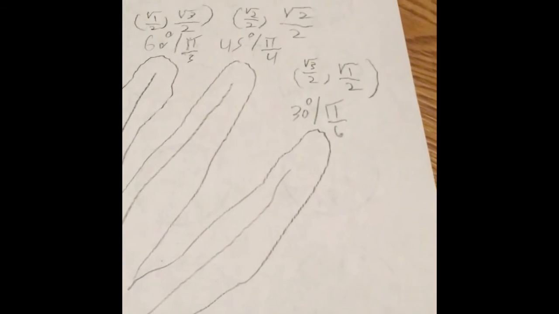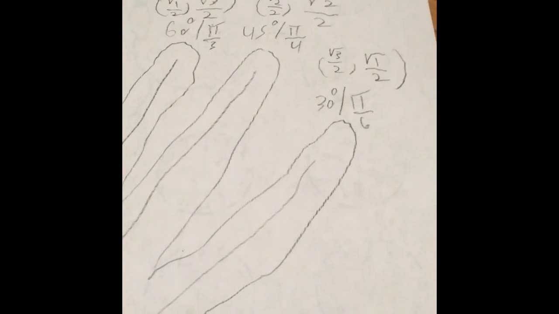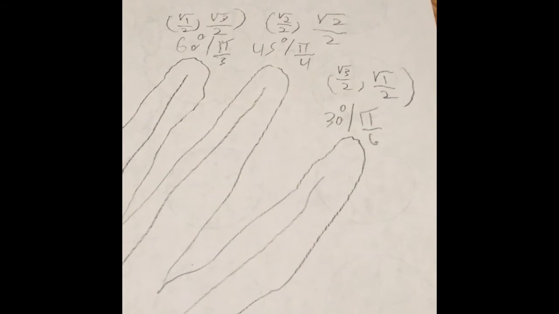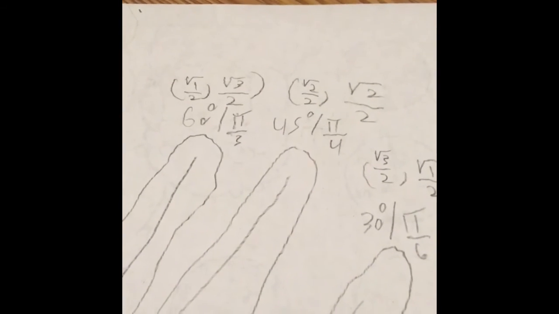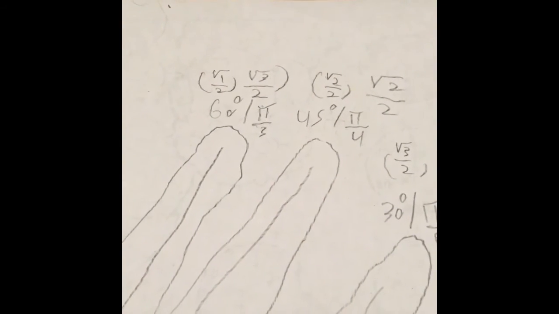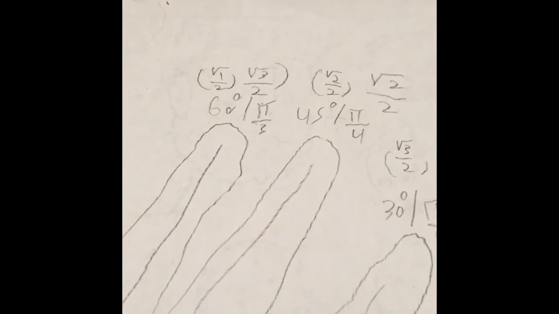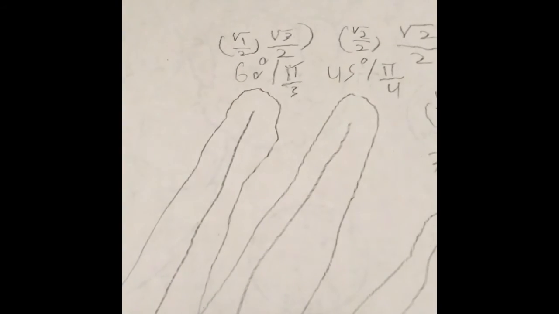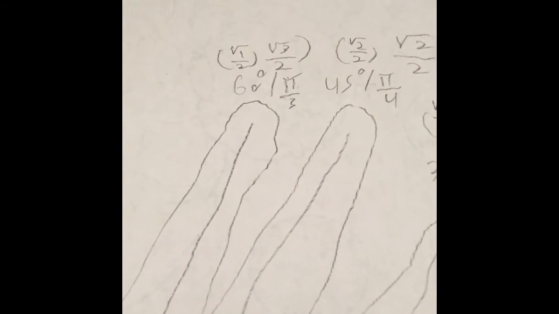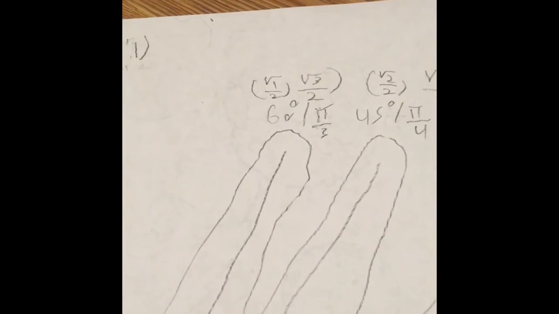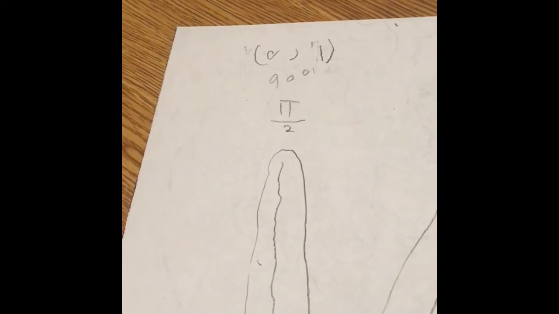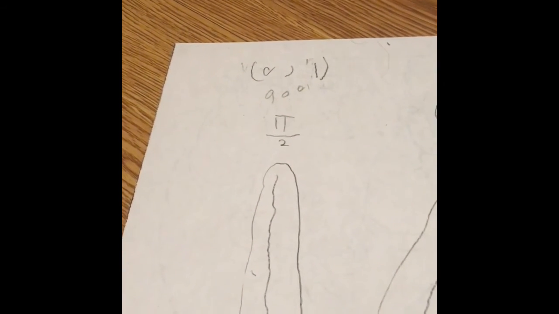For the index finger, since there are 3 fingers to its left, its cosine is square root of 3 over 2. For the middle finger, since there are 2 fingers to its left, its cosine is square root of 2 over 2. For the ring finger, since there's only 1 finger to its left, it has a cosine of square root of 1 over 2. And for the pinky, since there are no fingers to its left, it is the square root of 0 over 2, which equals 0.